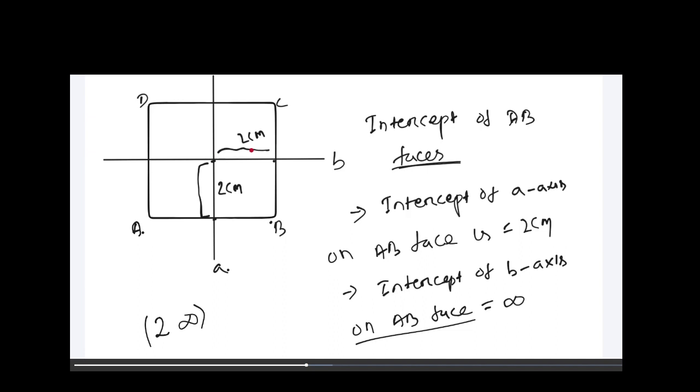Is it parallel? Yes. Parallel lines will meet at infinity. Two parallel lines should meet at infinity. So the intercept of BC face on the A axis is infinite. So we write in sequence A and B: first is infinite, then 2, 2.